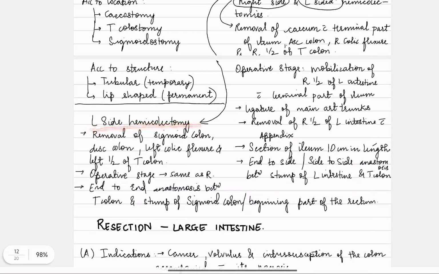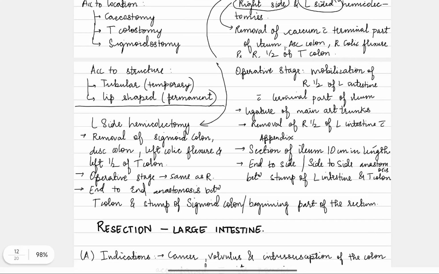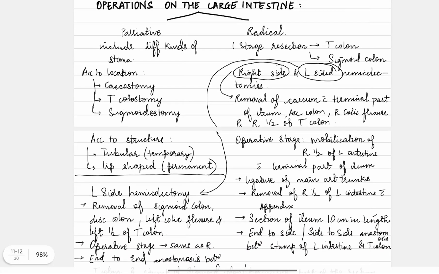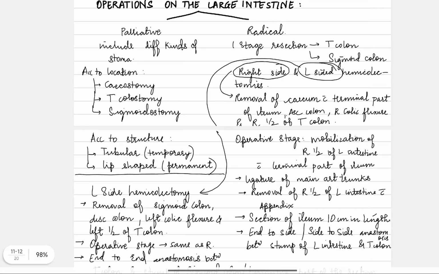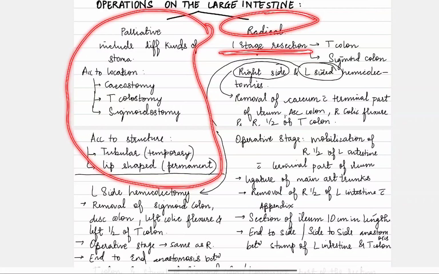Left side hemicolectomy is removal of the sigmoid colon, descending colon, left colic flexure and left half of the transverse colon. The operative stage is the same as the right side. Radical: end-to-end anastomosis is between the transverse colon and the stump of the sigmoid. Palliative is till here. Radical, there is first stage resection, transverse colon and sigmoid colon.